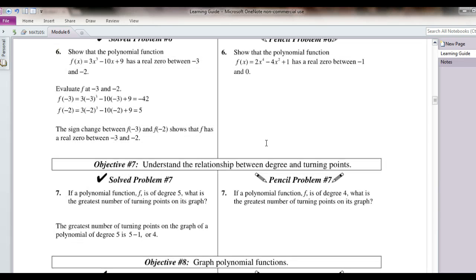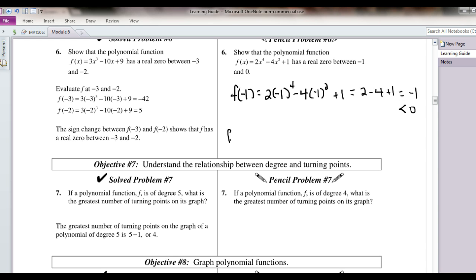So that's what they're talking about here. They want to show that the function has a real 0 between -1 and 0. So we just plug in each one. f of -1 equals 2 times (-1) to the fourth minus 4 times (-1) squared plus 1. This is 2 times positive 1 minus 4 times 1 plus 1. So we end up with 2 minus 4 plus 1, which is -1. So this is less than 0.